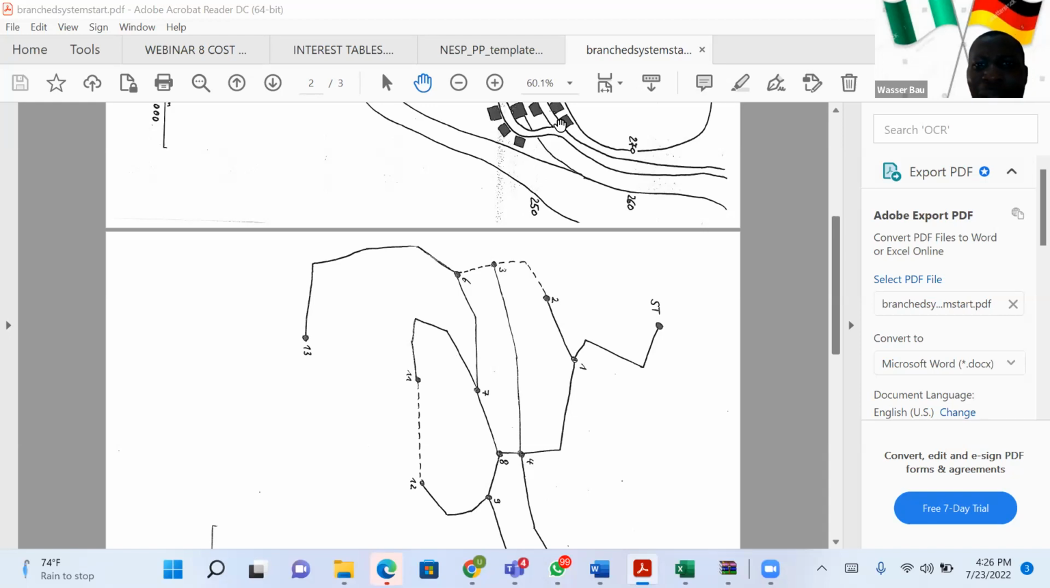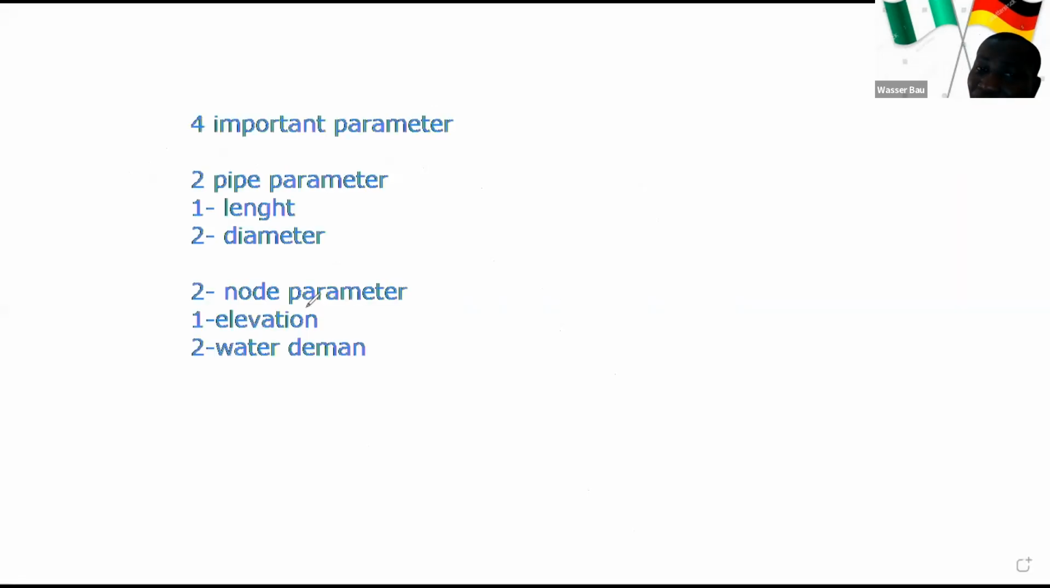So let me go back to my whiteboard. These are the parameters you need. It's very important. If I want to model a water reticulation network, if I want to start, I'll ask myself, are these 4 parameters available? Do I have the length of the pipes? Do I have the diameter of the pipes? Do I have the elevation? And do I have the water demand?